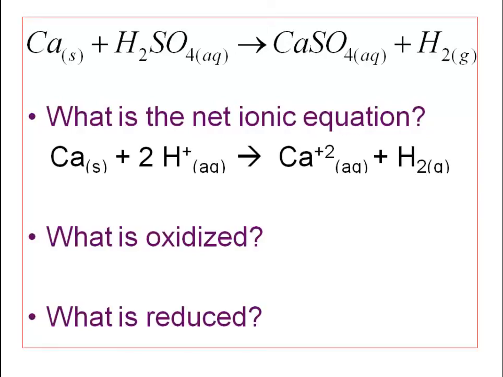What is oxidized in this reaction? Remember, oxidation is loss of electrons. What substance lost the electrons? Calcium did, because it became positive on the product side. If calcium became oxidized, then hydrogen was reduced.